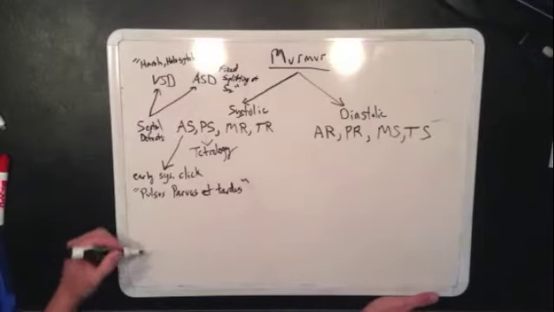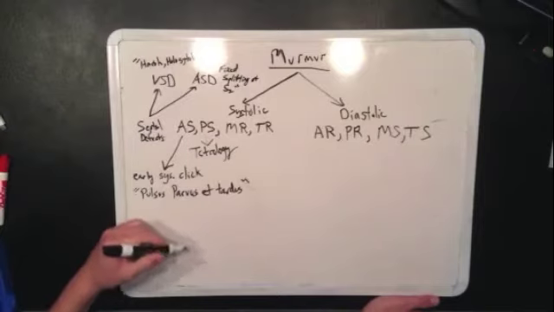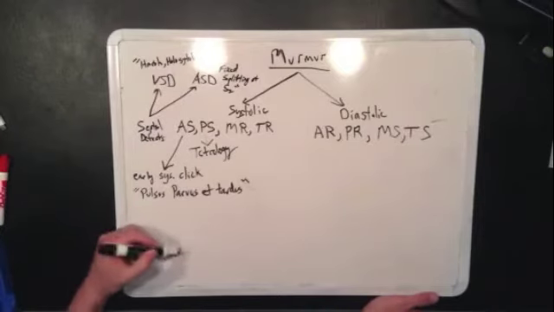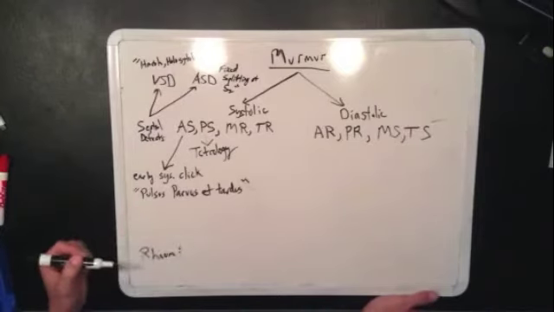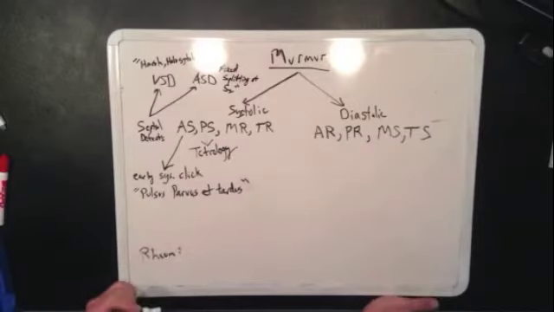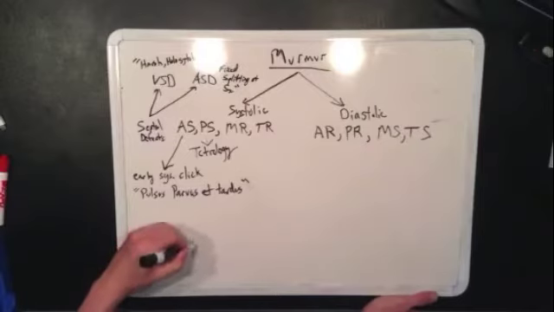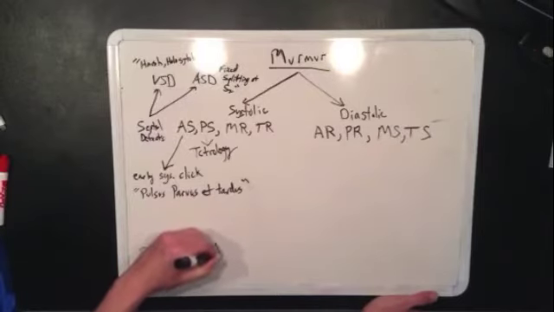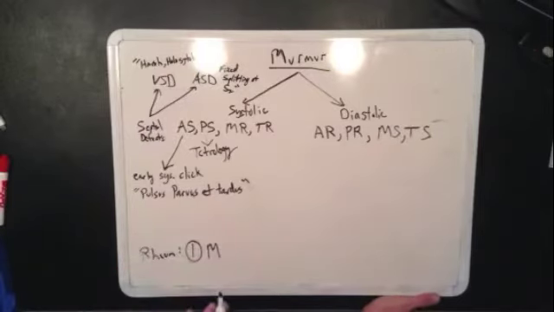The other thing is rheumatic fever. So quickly, just a quick review of rheumatic fever: autoantibodies after group A strep infection. But let's talk about specifically what valves it affects. First is the mitral valve. With rheumatic fever, any valve can be involved, and you can have either stenosis or regurgitation.